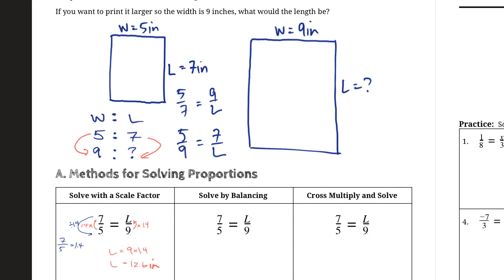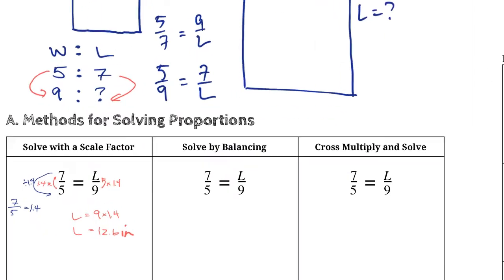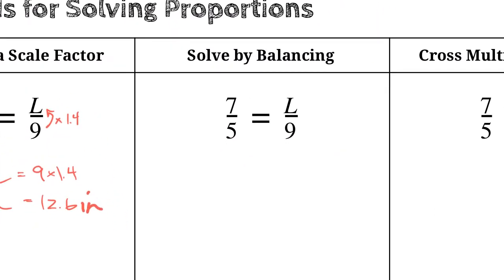The next way to do it is by balancing. And by balancing, really what I mean is look at it as an equation. So remember, we know how to solve equations by now. And this is an equation because it has an equal sign in the middle. So one thing I can do is simplify what's on the left side by dividing. Instead of 7 over 5 as a fraction, if I do 7 divided by 5, I get 1.4. And I know on the right side this just equals L over 9.